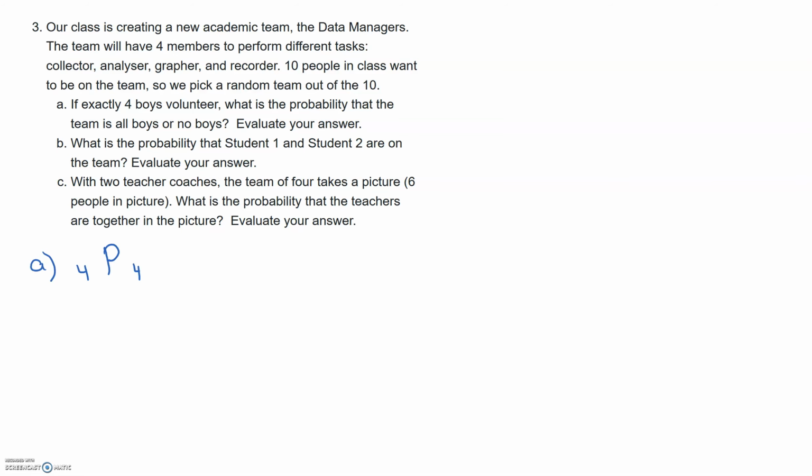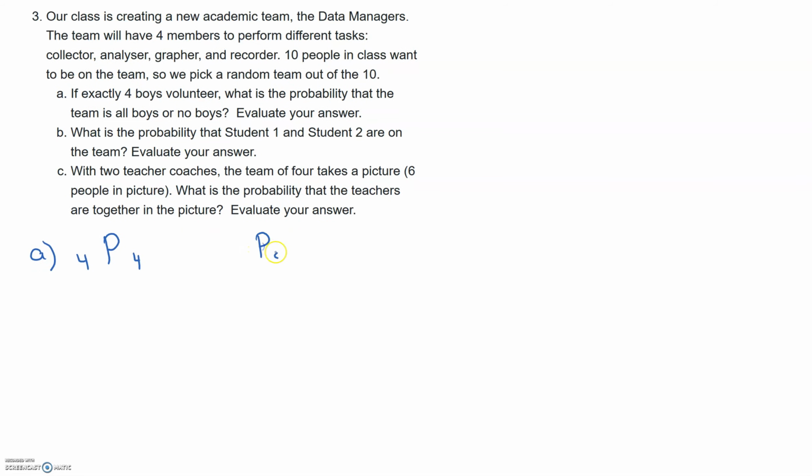Now, if it's no boys, it'll be 0 boys out of the 4 that we're picking from. But this time, we need 4 people on the team, and there's only 6 people left. So this is the part that's a bit complicated. You know that you want no boys, so 0 boys out of the 4 that you're picking from. But that means that you want to pick 4 from the 6 that are left over. Okay? Now, they want to know the probability that the team is all boys. So there's only one way that can happen.